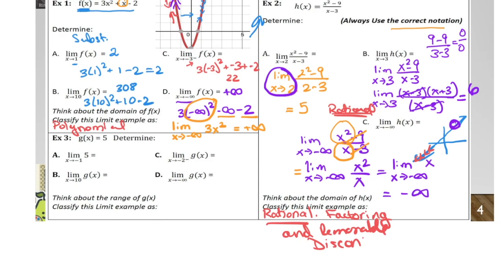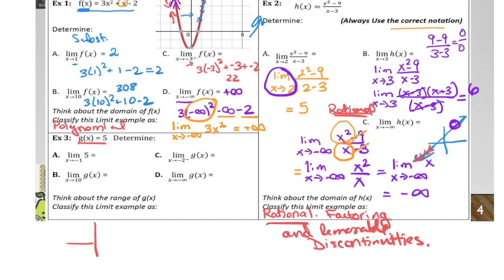Now, our third example is actually the one that throws people off. So the graph of our third example becomes really important. We have g of x equals 5, so we're going to determine the following limits. The limit as x approaches -1 for 5.